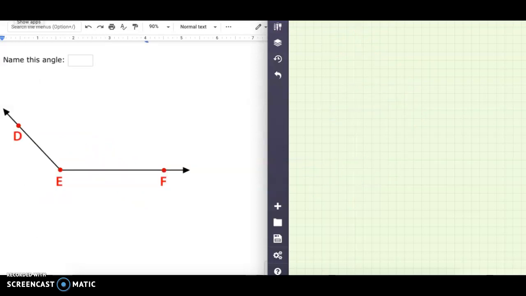A new angle, and this is the vertex or the point. So go ahead and write down the 3 different names of this angle, and then in Edpuzzle, choose the choice that is not a correct name of this angle.